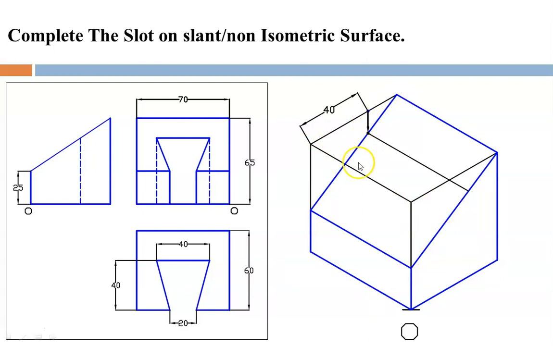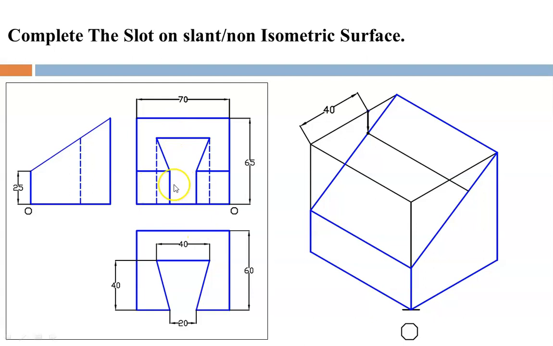It intersects with that slant edge. So you'll get the intersection point, and through this point you have to draw a line in such a way that it will be parallel with either this one or this one. So you'll get the starting line for the slot, nothing but this one when you see from the front, or in the top view this one, that 40 mm line. So it must be over here.